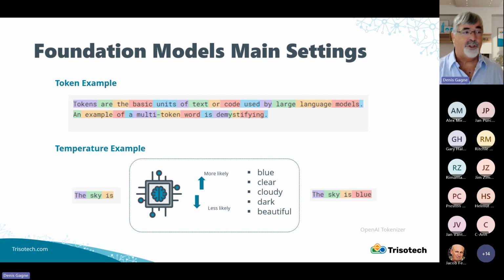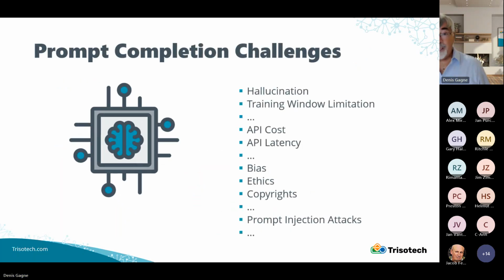If your temperature is high, it will randomly pick from there. If your temperature is low, it will always take the first one. So you will always get "the sky is blue." That's, again, a layman's explanation of what's going on. There's a little bit more detail and intricacy in all this, but that's generally what's going on.